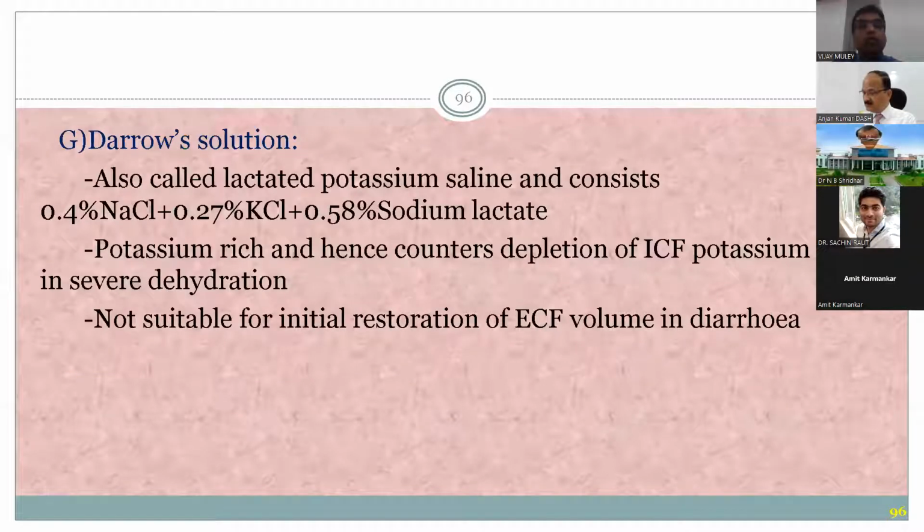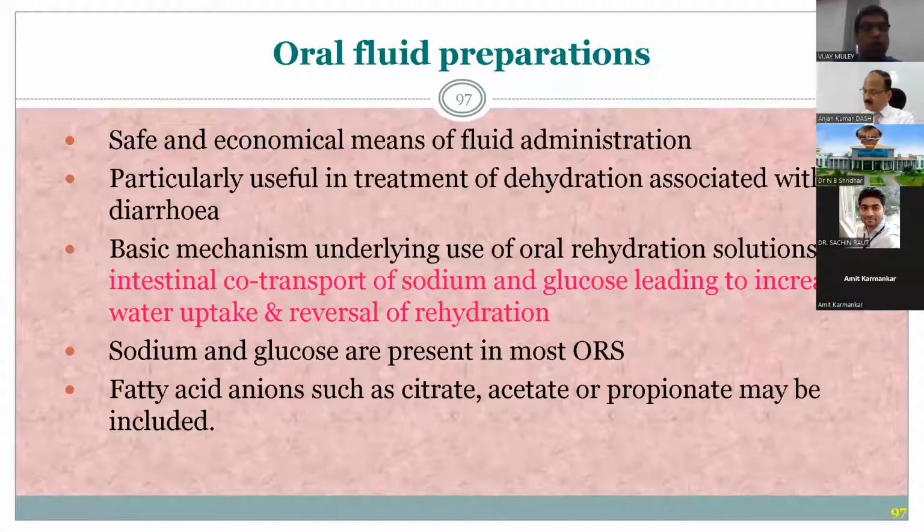Another solution is called Darrow solution. It is also called lactated potassium saline, and consists of 0.4% sodium chloride, 0.7% potassium chloride, and 0.58% sodium lactate. It is potassium rich, for potassium chloride deficiency, and it is not used for the initial restoration of extracellular fluid volume in case of diarrhea.